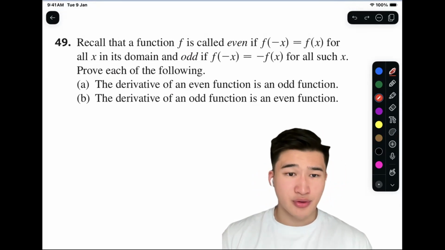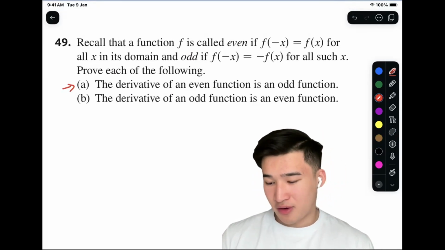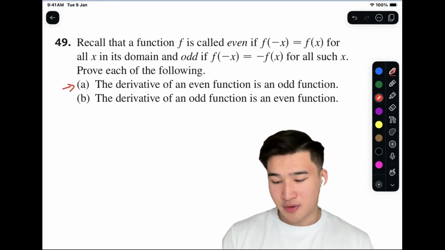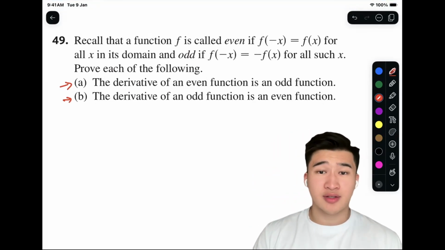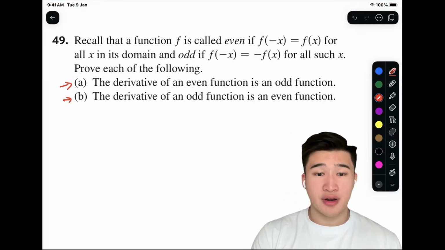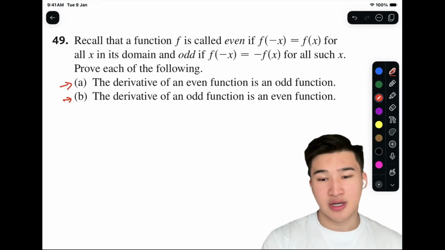Basically, we want to prove that number one, the derivative of an even function is an odd function. Number two, the derivative of an odd function is an even function. So feel free to pause this video and try it out yourself. I'm going to hide myself so you guys can take a screenshot.